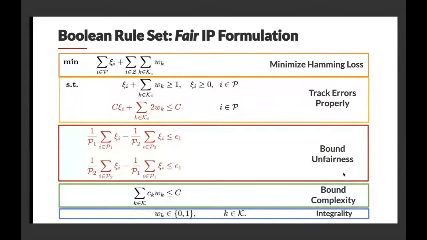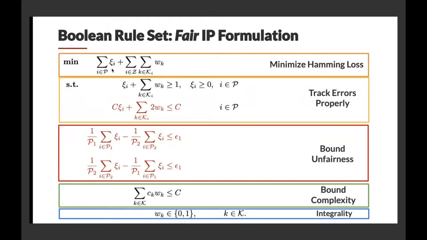Obviously, I motivated this talk by talking about fairness. So how do we incorporate fairness? Well, Cristina kind of gave a little preview to this, but essentially all we need to do is add these two constraints that are going to bound this difference in false negative rate. The other small tweak we have to do is we have to add this constraint to track the epsilons properly.